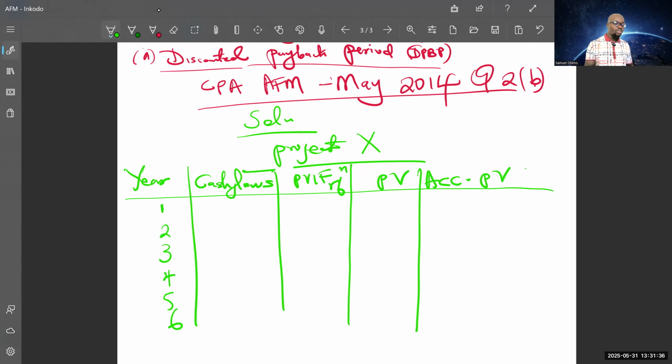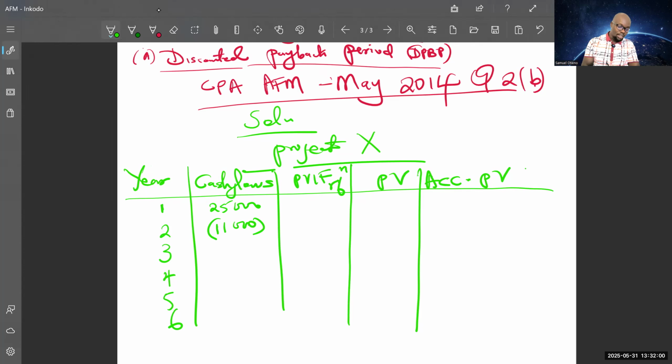Then the cash flows as was given in the paper, I can see initial investment is 38,500, but here we are talking about the cash flow, so we don't bring on board initial investment in this table. So we start from the cash flows, and cash flow for year number one, I can see it is 25,000. That is for project X. Remember, we are starting with project X. Then the second one is negative 11,000.